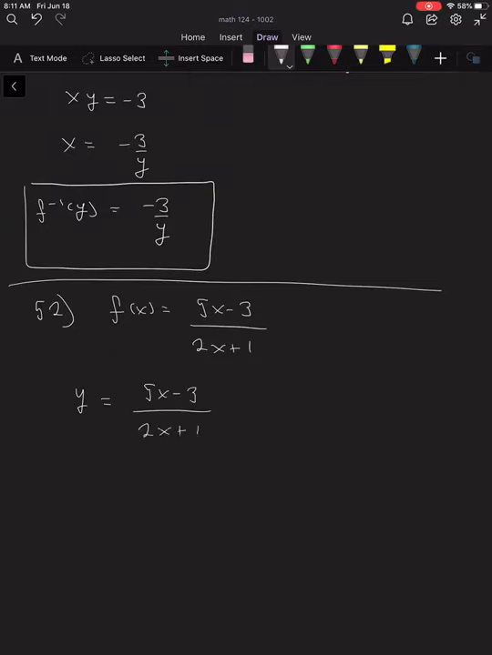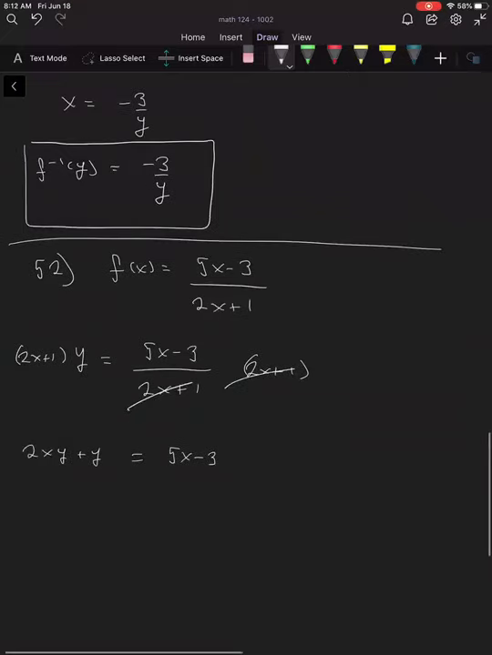So the first step to do here is we need to multiply 2x plus 1 on the right, and then we have to do 2x plus 1 on the left. So on the right-hand side, it's going to cancel. And then on the left-hand side, we distribute. We'd have 2xy plus y. And then on the right-hand side, it cancels. So we just have 5x minus 3. Okay, so remember, we have to solve for x.